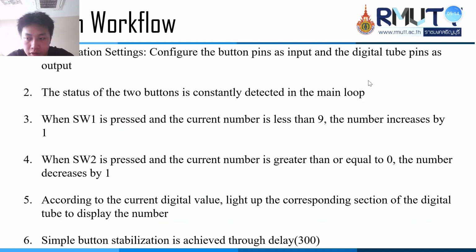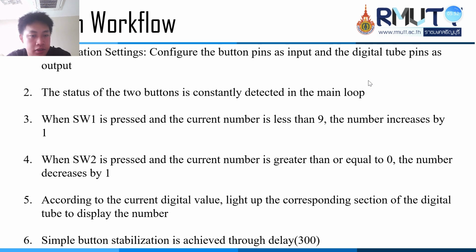So, all of this research and the system workflow is about 6 parts. The first is initialization settings. Configure the button pins as input and the digital tube pins as output. The second is that the status of the two buttons is constantly detected in the main loop.